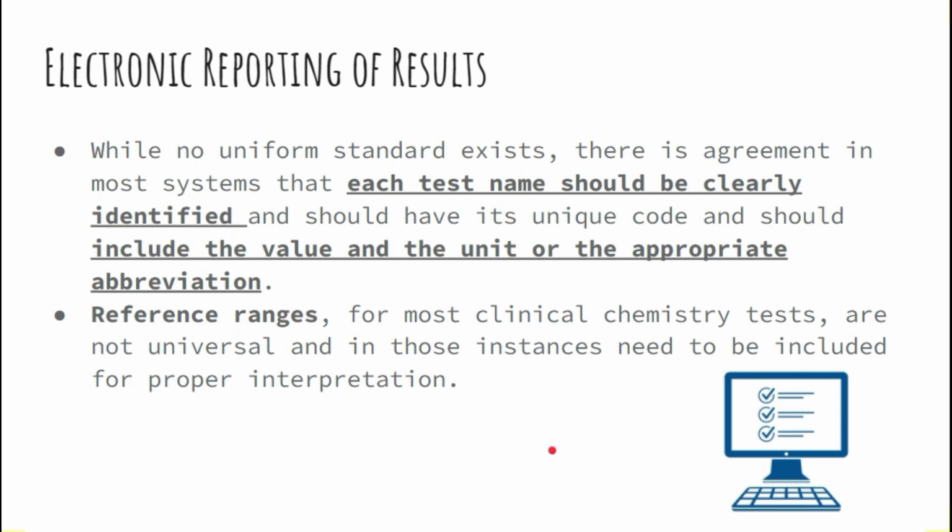And speaking of reporting of results, while no uniform standard exists, there is an agreement that in most systems, the test name that is conducted to the patient should be clearly identified in the laboratory results form and should have its unique code as well as they should indicate the value and the unit or the appropriate abbreviation. So, bigay tayo ng example ng isang laboratory result form. Again, kailangan daw po ang criteria. Each test name should be clearly identified. Kung anong test ang ginawa, dapat nakalagay doon sa lab result. As well as kung quantitative ito, kailangan ng value plus yung unit of measurement natin.